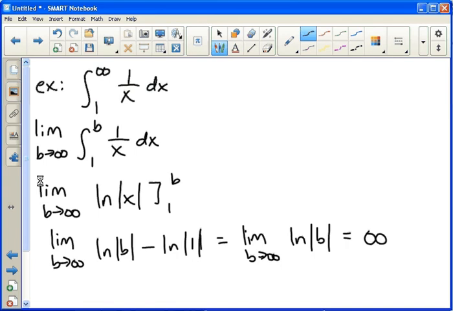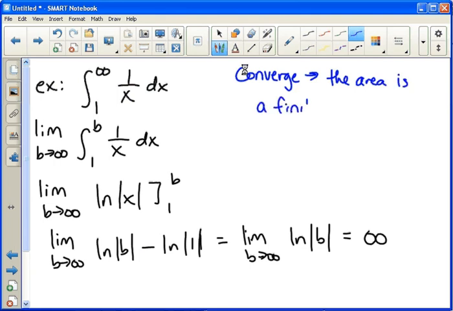So there's two terms we need to talk about right now. And those are the words converge and diverge. Okay. Converge is what our first example did. The area is a finite number. So our first improper integral, the 1 over x squared, converged because it actually had a finite answer. The one we just did diverged because the area is infinite.